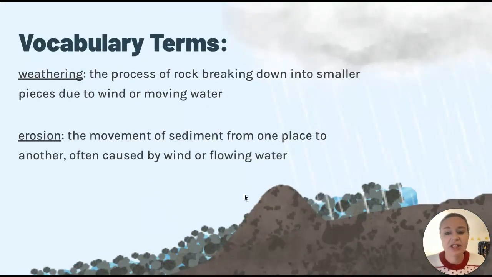Some of the vocabulary terms that will come up in this lesson are weathering, the process of rocks breaking down into smaller rocks due to wind or moving water, and erosion, which is the movement of that sediment or of those little rocks from one place to another. That's often caused by the same source that causes weathering, so wind and flowing water.